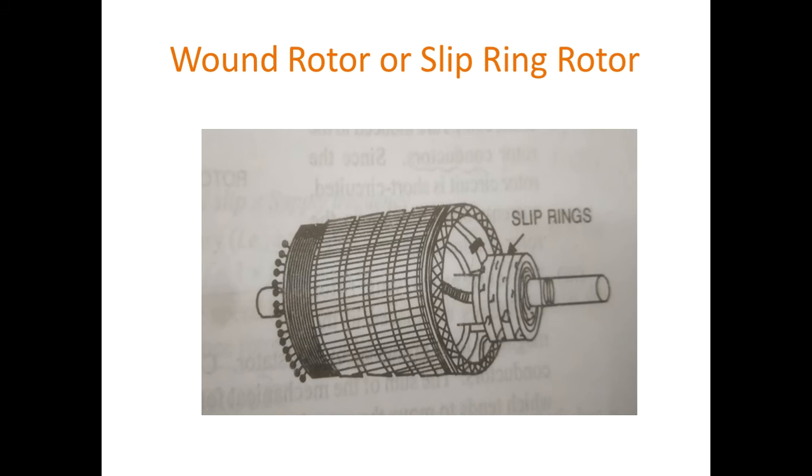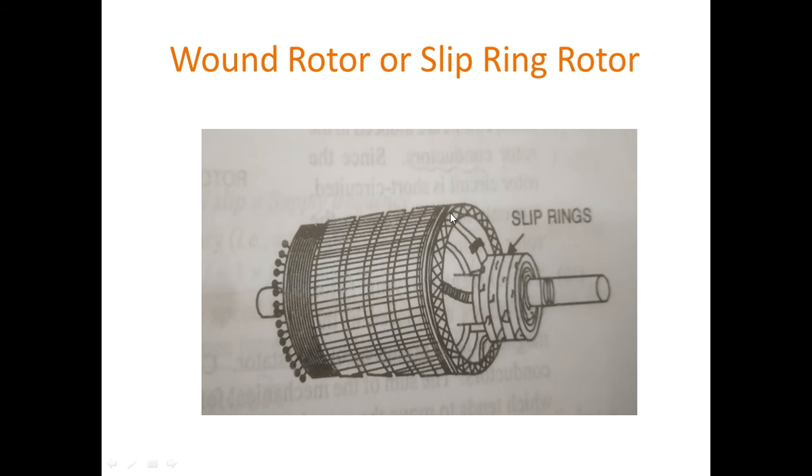Now let's move on to the wound rotor or slip ring rotor. It consists of a laminated cylindrical core and carries a three-phase winding similar to the one on the stator side. The rotor winding is uniformly distributed in the slots provided on the periphery, and usually the windings are star connected.